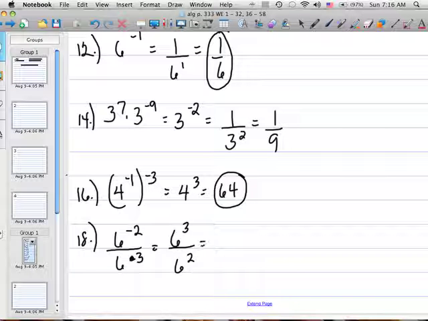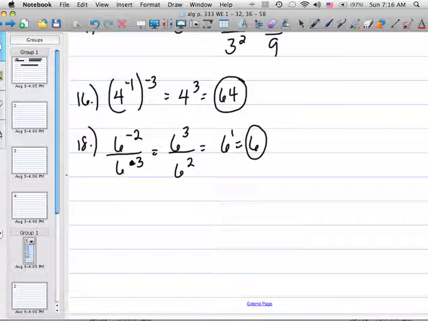So anytime you have a negative power, it just changes its position in the fraction. So now I can subtract my exponents. There, I can take out 2 6's here, and 3 minus 2 just gives me 6 to the 1st, which is 6.